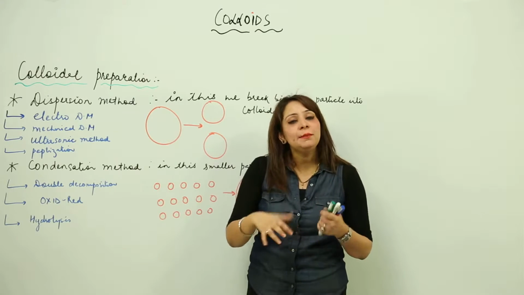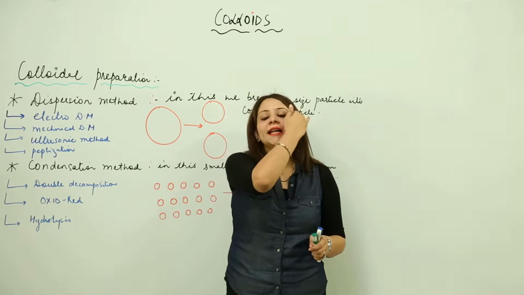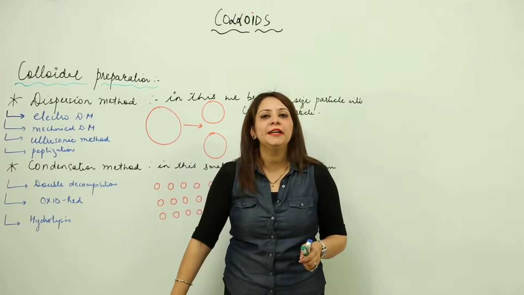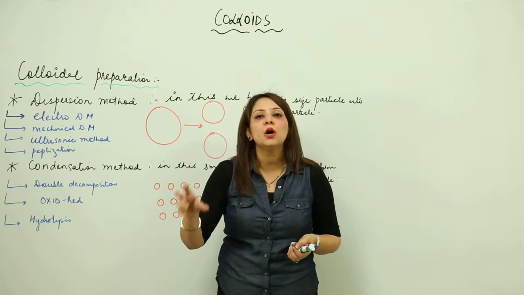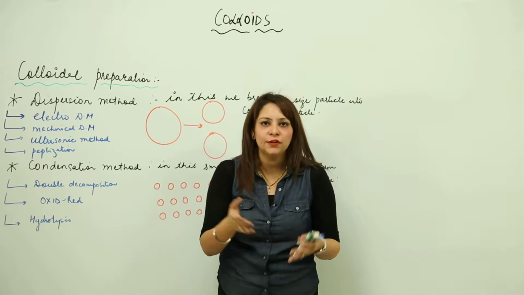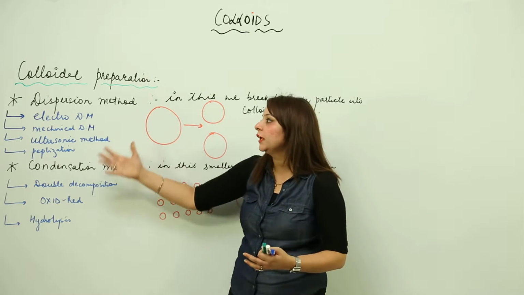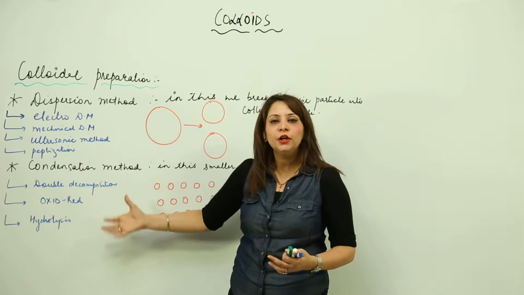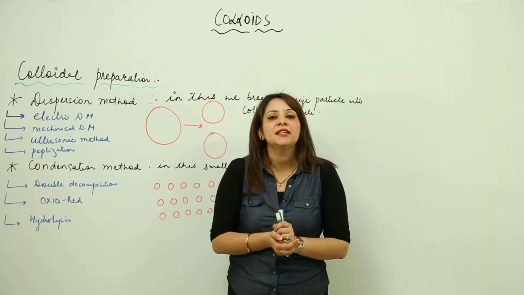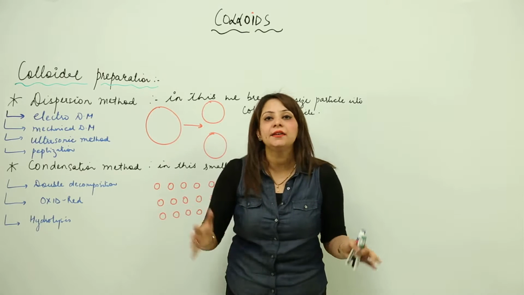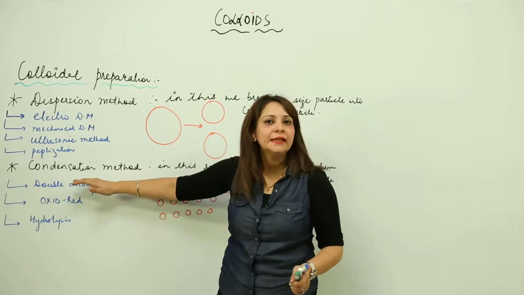Whichever method we apply, what we need is that the dispersed phase and the dispersion medium particles should fall in a range of 1 nanometer to 1000 nanometer. This is the criterion we will focus on, whichever process we pick. We just need to concentrate that the particle size should lie in the given range, right? So we have two methods. One is dispersion, the other is condensation.